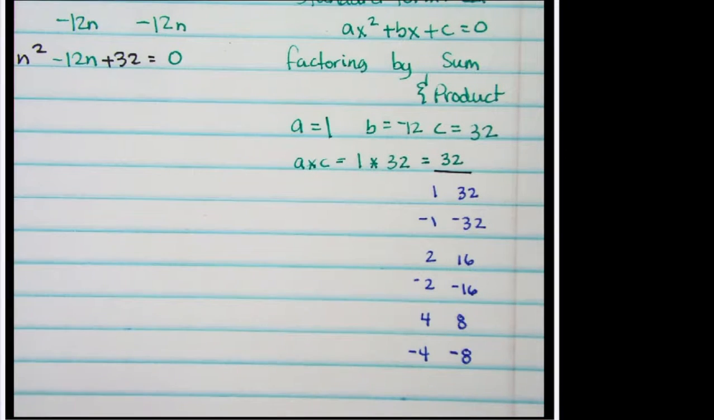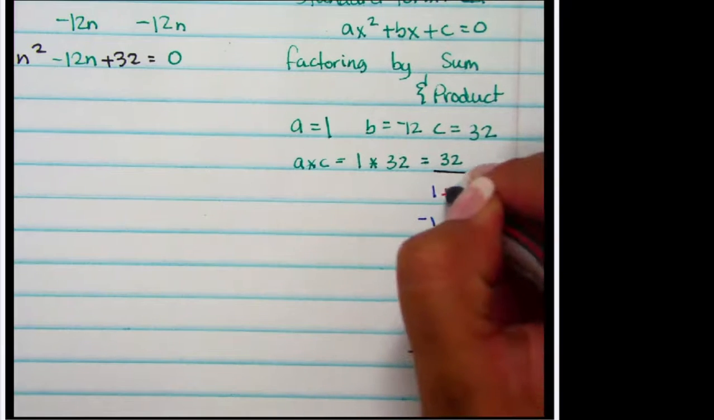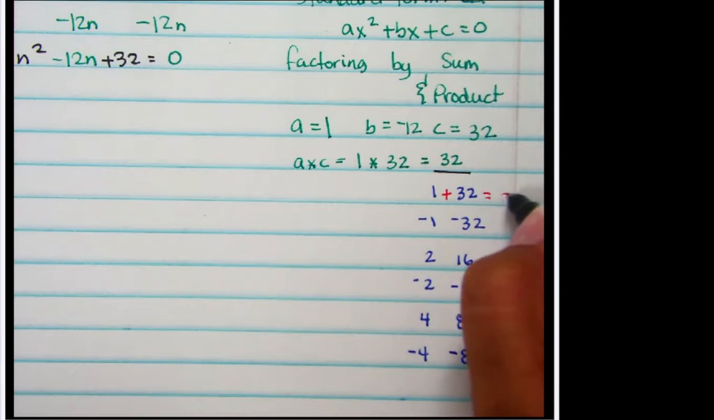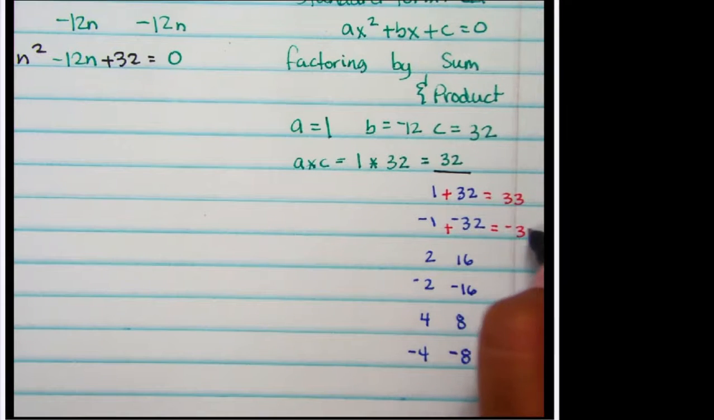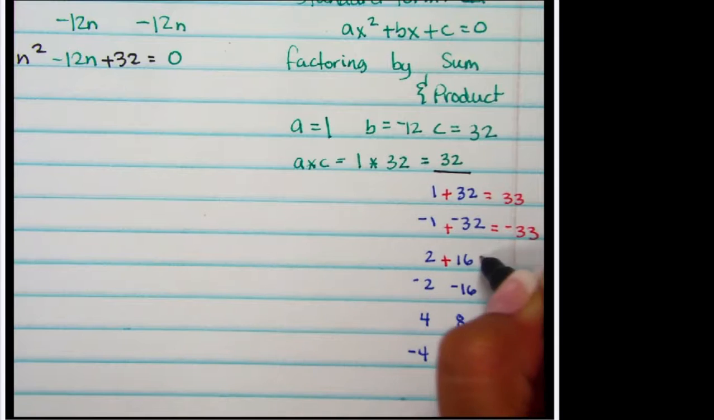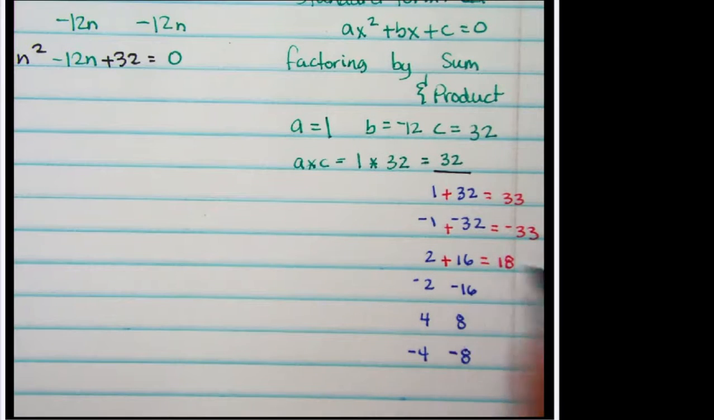Time for me to do the sum, which is the other part of the name of this method of factoring. I'm going to take each one of these factor pairs that I have written and add them together. 1 plus 32 is 33. Negative 1 plus negative 32 is negative 33. 2 plus 16 is 18. Negative 2 plus negative 16 is negative 18. 4 plus 8 is 12. And negative 4 plus negative 8 is also negative 12.